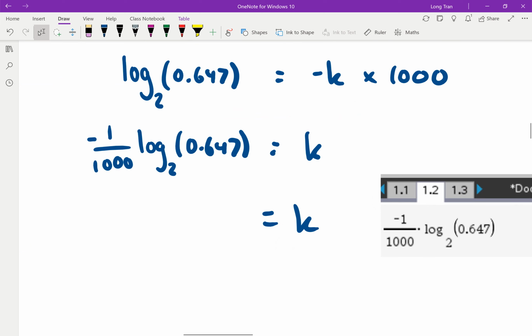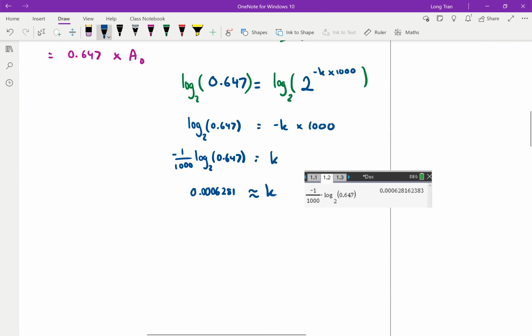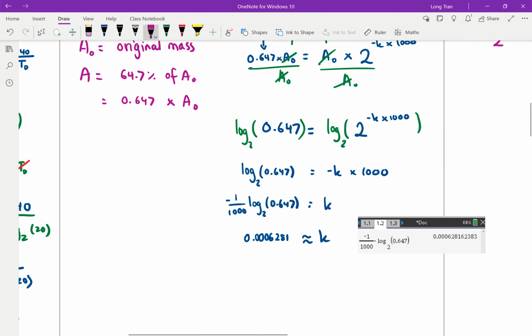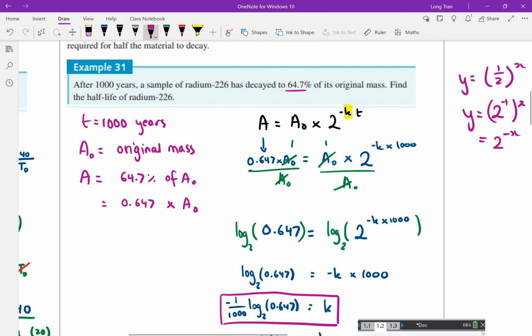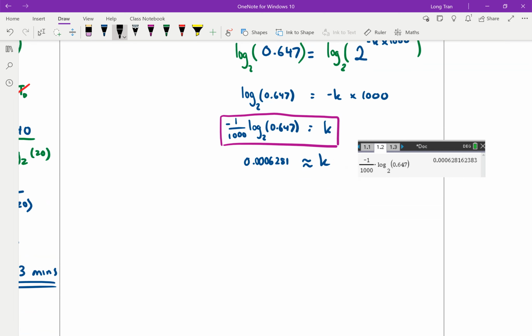So let's just say K is this entire value. It's roughly 0.0006281. I'm going to say approximately. Okay. So we're not going to use that value. We're going to stick to the exact value. That is the key component. So now we have K. So to answer the question, when they say find its half-life, we know that half-life just means 50% of the original mass, which is A0.